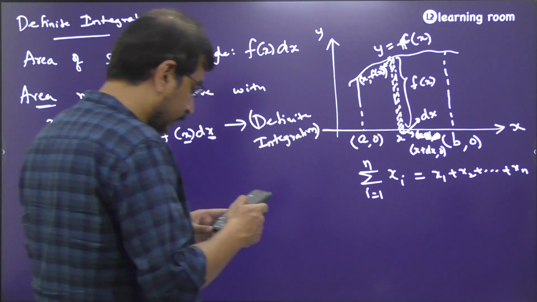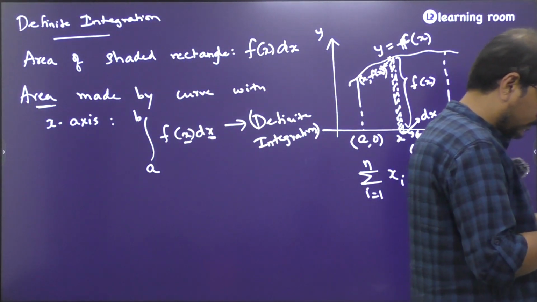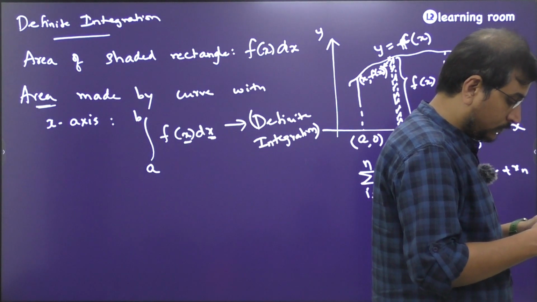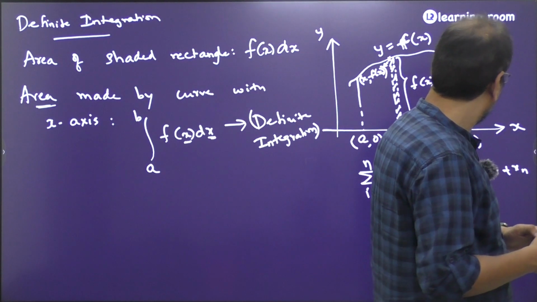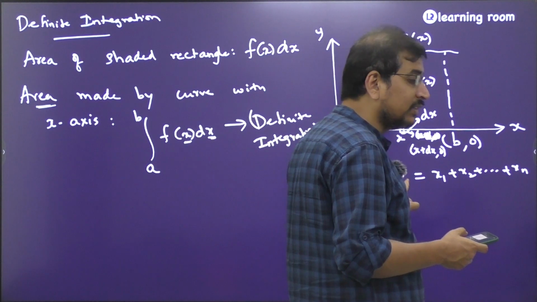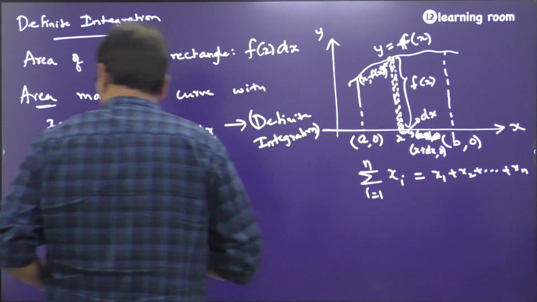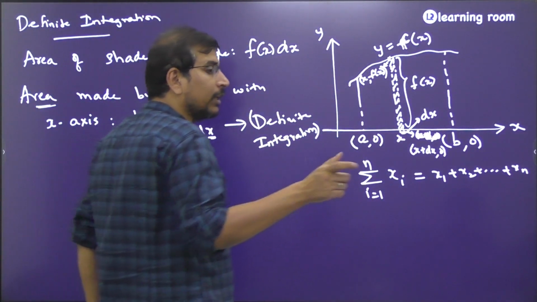I didn't understand the part when you changed sigma to the integral, sir. See, sigma is used when you have discrete values. Integration is used when you have continuous values.